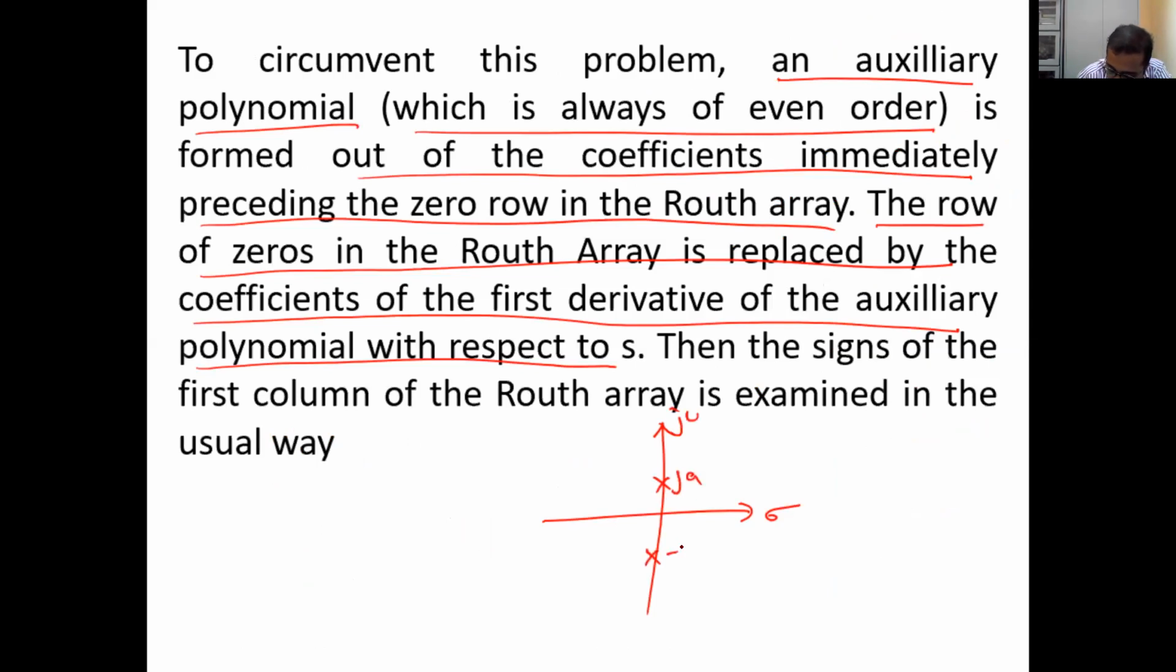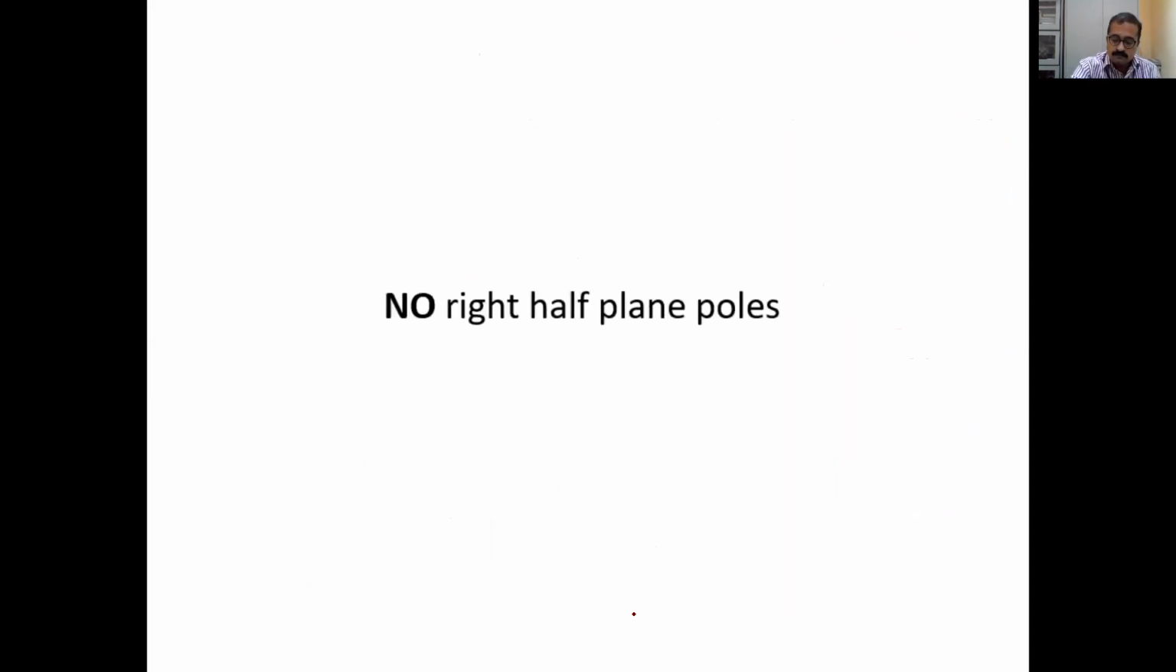JA minus JA and JB minus JB. This is the case. So what can you conclude about the stability? The system is not stable, the system is not unstable, but the system is marginally stable or limitedly stable. Okay. There are no right half plane poles.